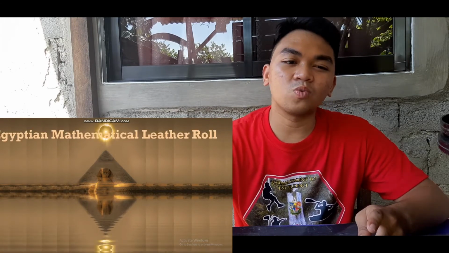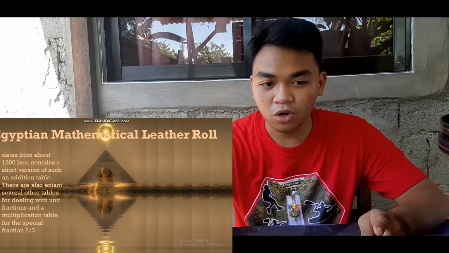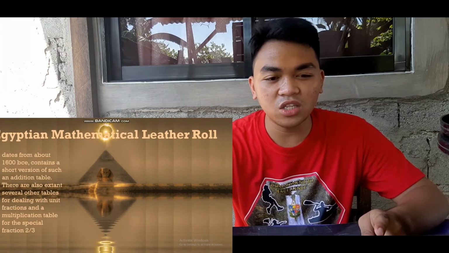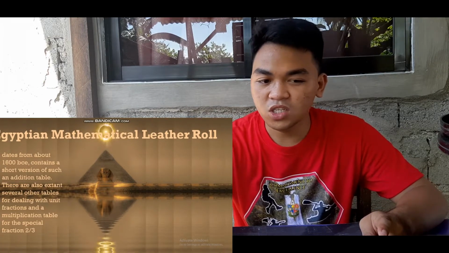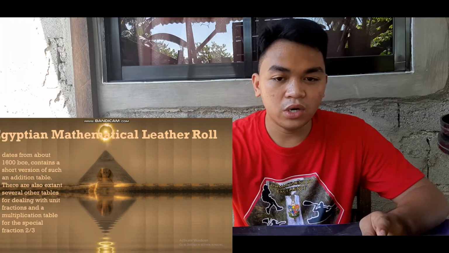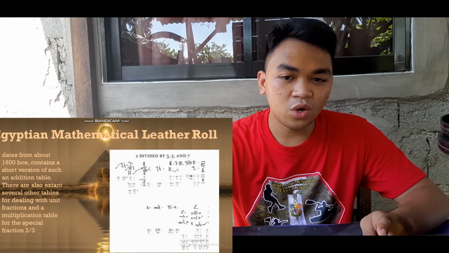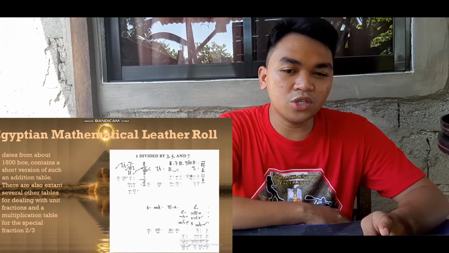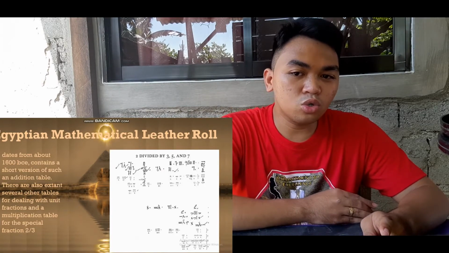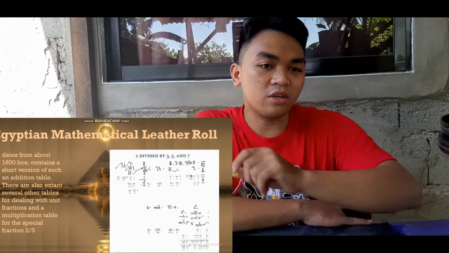So next, the Egyptian Mathematical Leather Roll dates from about 1600 BC and contains a short version of such an addition table. There are also extant several other tables for dealing with unit fractions, and the multiplication table for the special fraction 2/3. So these are the examples: 2 divided by 3, 5, and 7. As you can see in the picture, that is the example given, and we searched on the internet. As you can see, 3, 5, and 7 are odd.